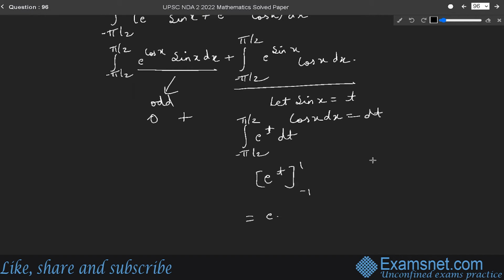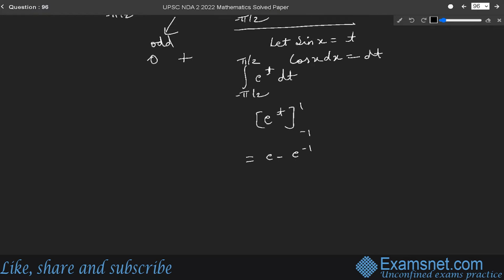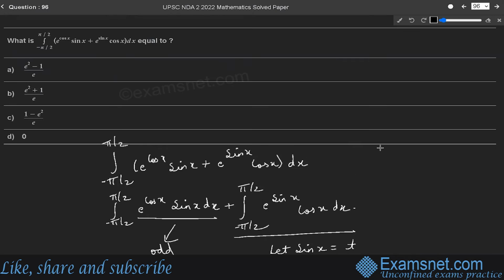So it will be e minus e to the power minus 1, which can be further written as e minus 1 upon e, which is e square minus 1 upon e. So this is the correct answer here. Therefore, we can say that the correct option is option number 8, which is e square minus 1 upon e. I hope this question is clear to you.